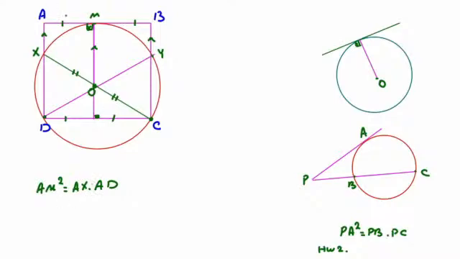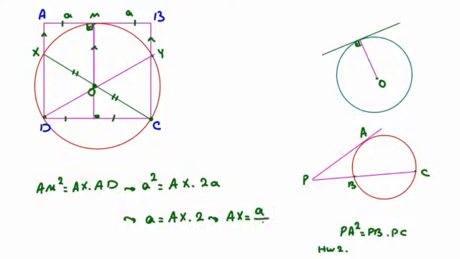Now, I consider this length equal to A because it is a square, so AD equal to 2A. So AM squared is A squared, equal to AX times AD. AD is 2A. So we divide both sides by A, so A equal to AX times 2. Okay. And then if you divide by 2, AX equal to A over 2.